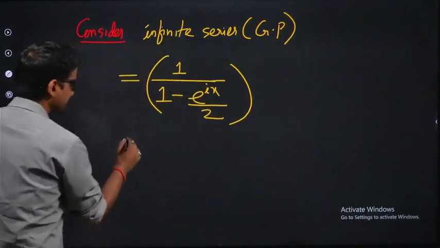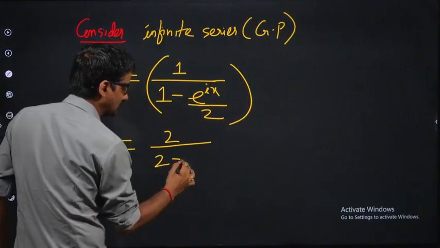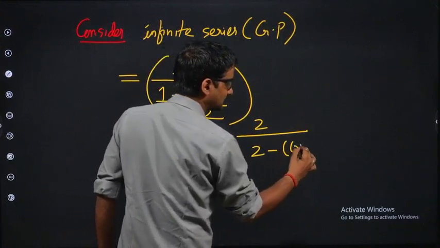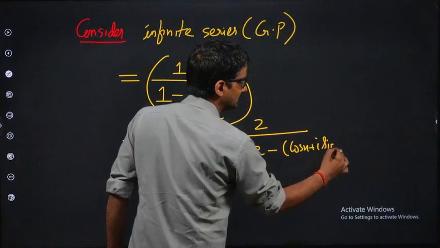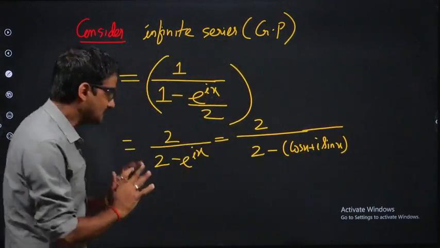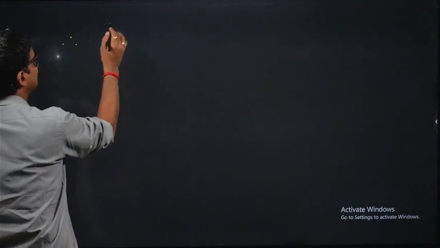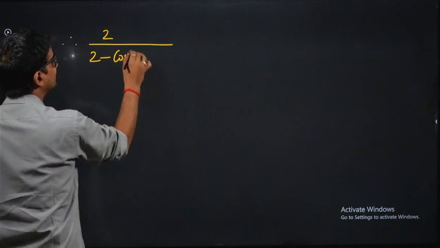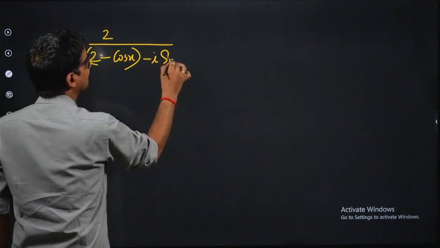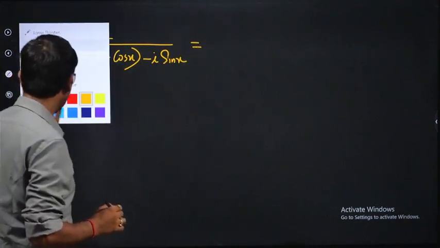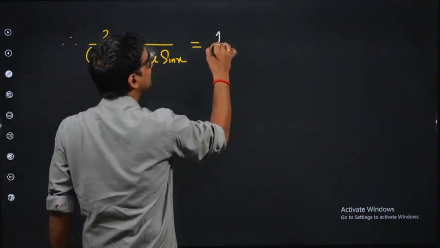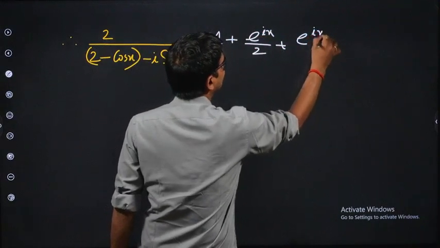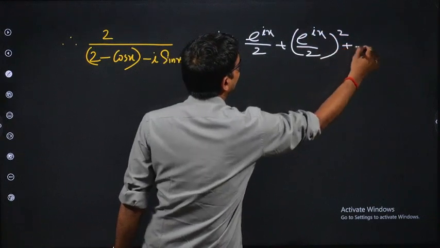Now take its LCM, so it's 2 upon 2 minus e raised to the power iota x, so 2 upon 2 minus cos x plus iota sin x. Now if I rewrite, this is nothing but 2 upon 2 minus cos x minus iota sin x, fine. Now that's our LHS. So what we have in RHS, I am rewriting: 1 plus e raised to the power iota x by 2, e raised to the power iota x by 2 whole square, and so on.